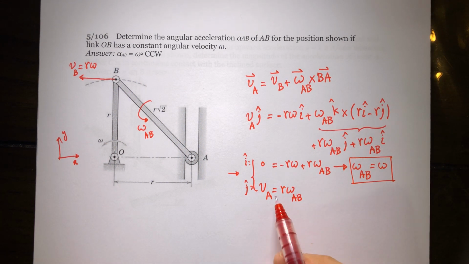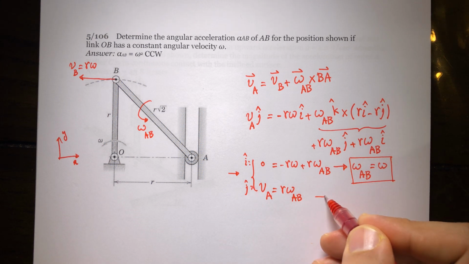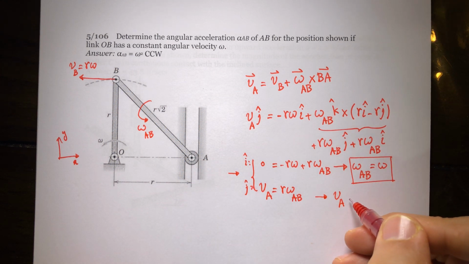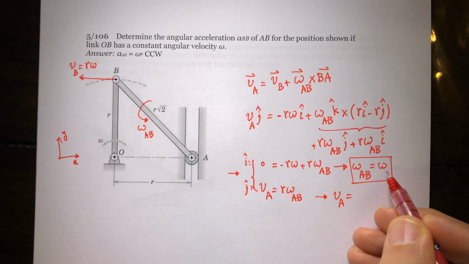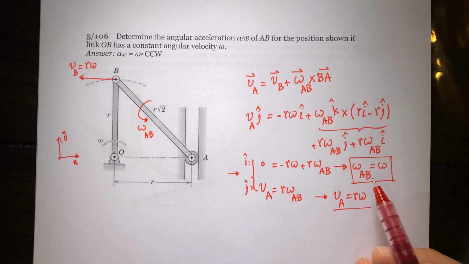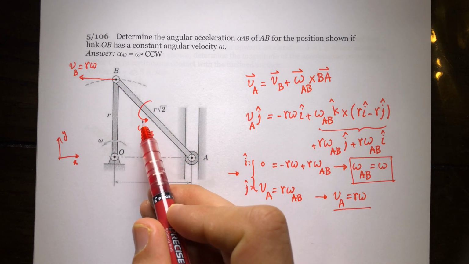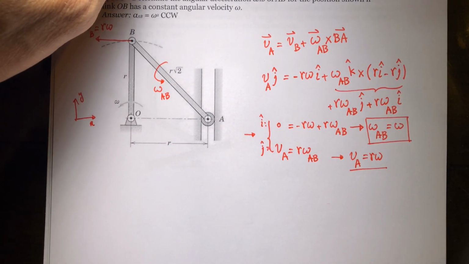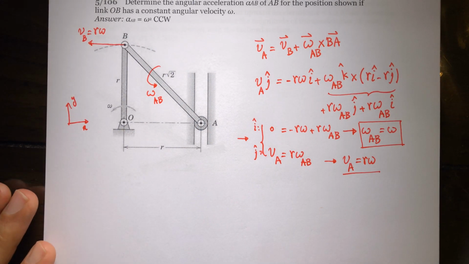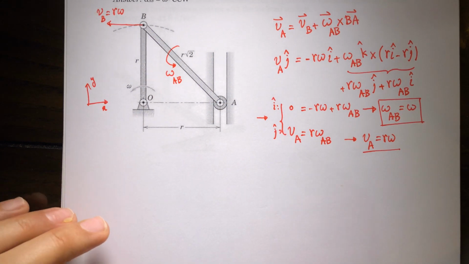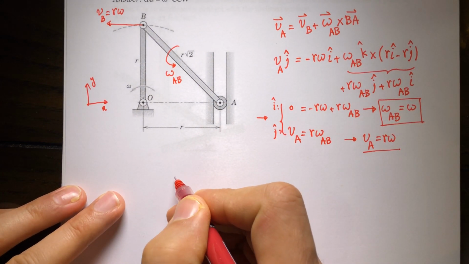Okay? From the second part of the equation, we should be able to find the velocity of A. So velocity of A is going to be r times omega AB, which is equal to omega. So simply r times omega, but we don't really need it for now. After finding the angular velocity of this link, now we can find its angular acceleration. How? By writing the relative acceleration equation between A and B. So let me write the equation, then I can explain it more after that.